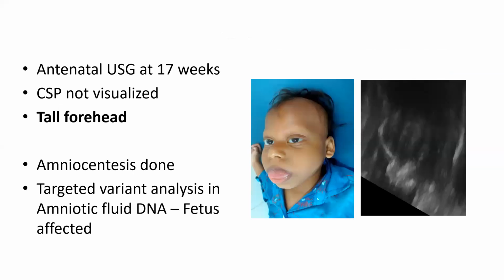Then they came to us in the second pregnancy for prenatal testing at 17 weeks of gestation. Amniocentesis was planned, and on the scan itself you can see this fetus has prominent frontal bossing and tall forehead. Amniocentesis was done, and that confirmed the fetus was affected. The family was counseled, and they decided to terminate the pregnancy. Shagun ma'am will discuss further.